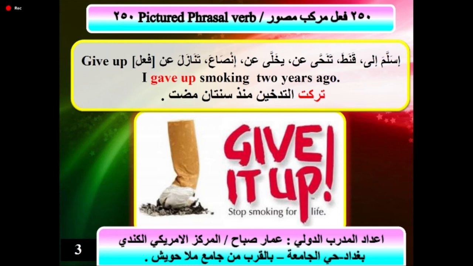Example: I gave up, أنا تركت. Give up is the present; sometimes the past becomes gave up, ترك أو تخلى. Abandon also means يترك. So, I gave up smoking 2 years ago, تركت التدخين منذ سنتين. Okay? منذ سنتين. Clear?